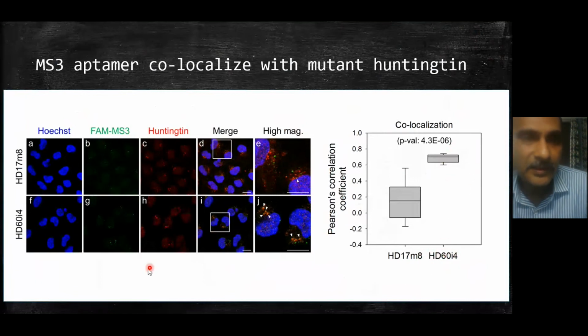Okay, so again, the specificity. This top one is the wild type Huntington expressing cells, and the bottom one is the mutant Huntington expressing cells. So you can see this yellow color shows that they are co-localized, they are interacting. Okay, and this is the quantification of the same. So you can see that the co-localization is significantly more in the mutant Huntington.